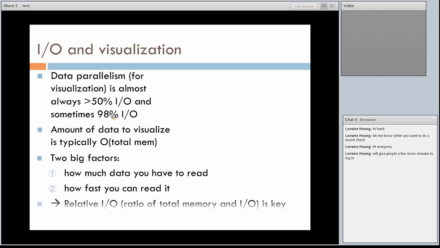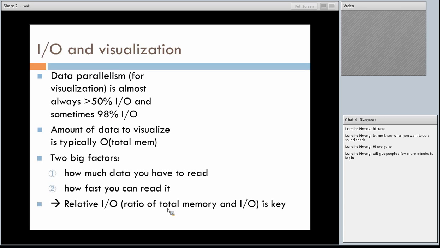The other comment that I want to make is that the amount of data we have to visualize is typically proportional to the total memory on the supercomputer. If someone's running a simulation, they typically make a mesh and size their calculation so that the mesh size and the variables will just barely fit into memory. Maybe we don't have to visualize all of the variables, but the amount we have to visualize is proportional to the total memory.